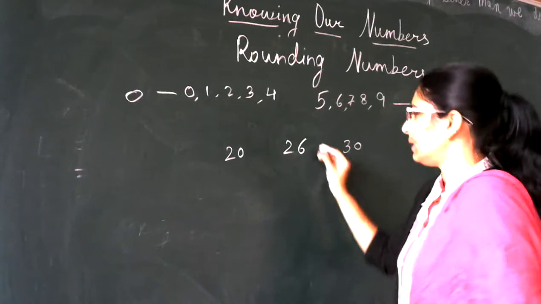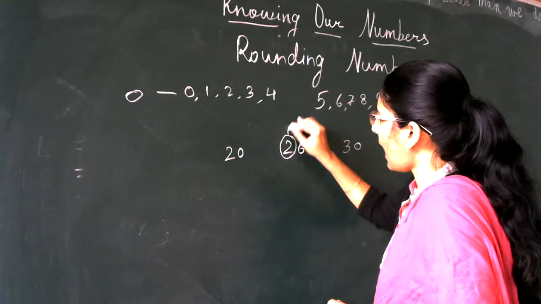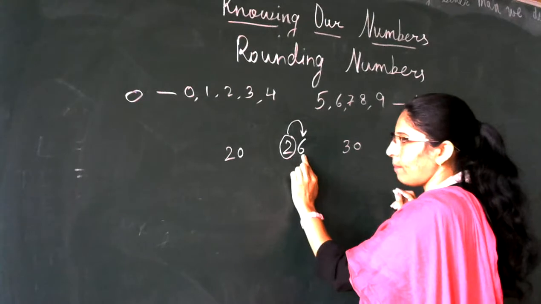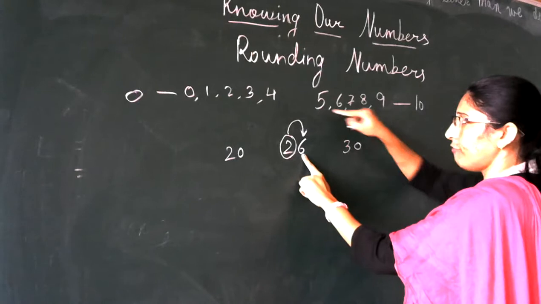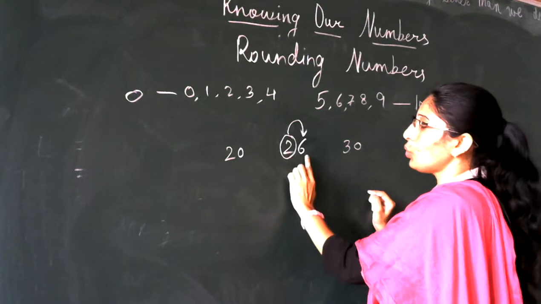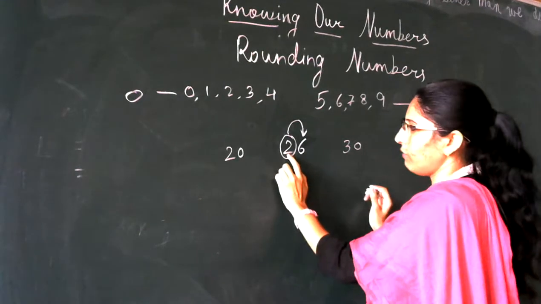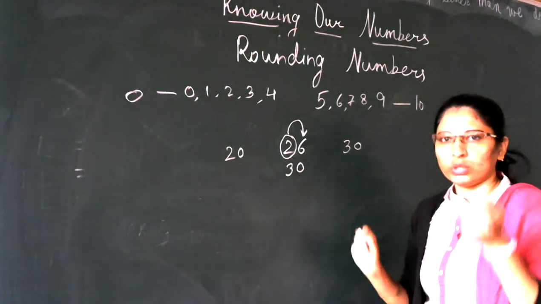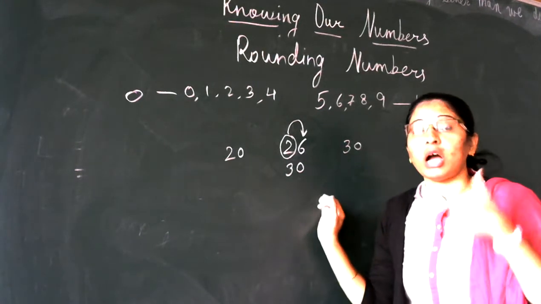But there is one method: when we have to round off to 10, we circle the 10s place and see the previous number. When the previous number is equal to or greater than 5, then we need to add 1 here. So when we plus 1 here, it becomes 3 and the remaining number becomes 0. This is one method to round off any number, and this method we need to follow for larger numbers.